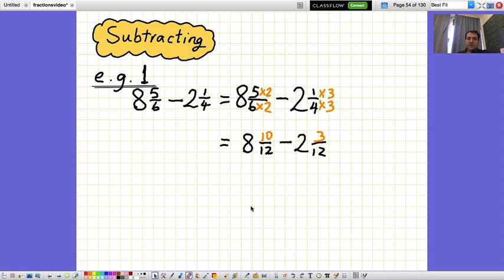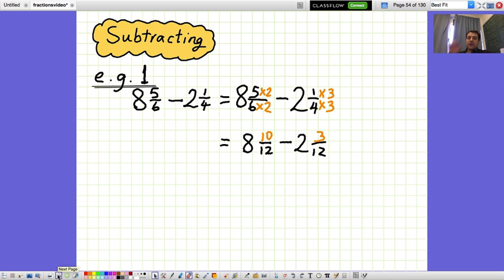I've done that because 6 and 4 both go into 12, so I can make the denominators out of 12 instead of two different numbers. If I can't spot that the lowest common multiple of 6 and 4 is 12, I could just multiply 6 by 4 and get 24 and make them both fractions out of 24 instead, and that would work.